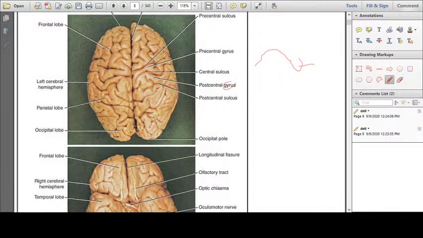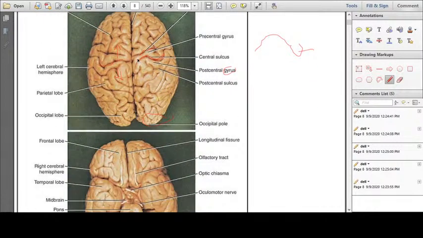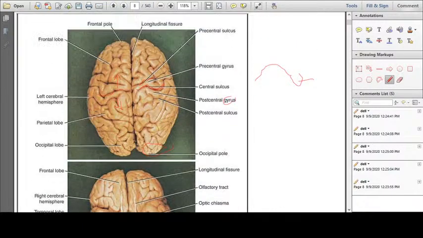The posterior part consists of the occipital pole, and this is the occipital lobe as a whole. This is the parietal lobe. How can we differentiate the frontal lobe and the parietal lobe? With the help of this sulcus, which is the central sulcus. It is on both sides. In front of it is the frontal lobe, and behind it is the parietal lobe. And this one is the left cerebral hemisphere. So this was all about the superior view of the brain.